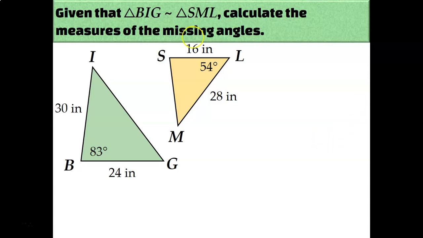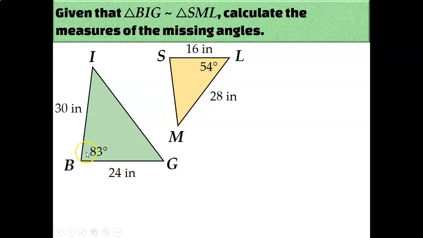are similar. So basically we see that triangle big is similar to triangle small, and we need to use the information that we've been provided both on the diagram, and remember the order of the letters in our similarity statement tells us a lot. We're going to use that information to solve for angle I, angle G, angle M, and angle S. Well, let's see.